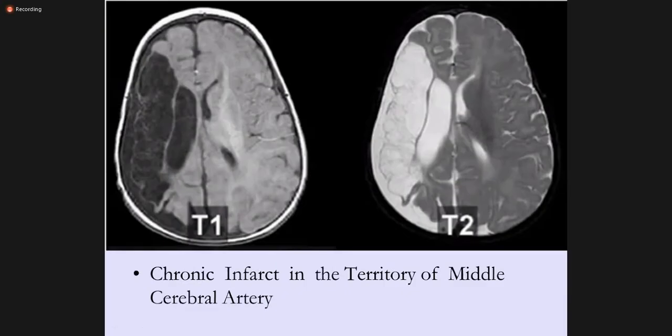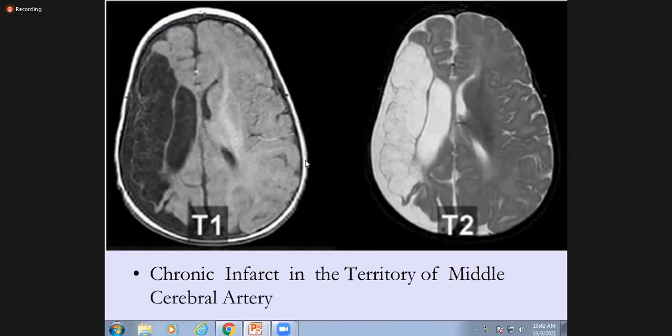Okay, this is MRI. I have told you on T2, the CSF is bright. On T1, the fat is bright. Here, I have told you the infarct is hypo-intense on T1 and hyper-intense on T2. And this is in the territory of the middle cerebral artery. It is sparing part of the frontal cortex. It is involving the parietal cortex.